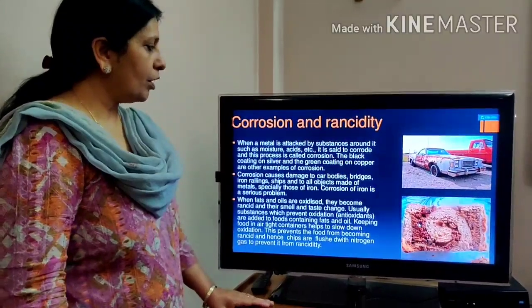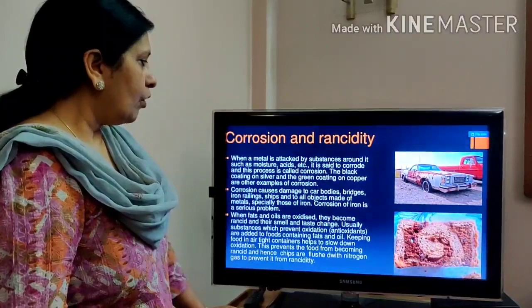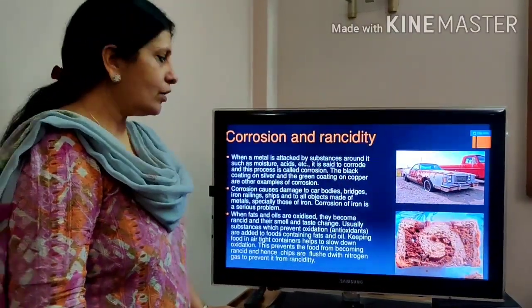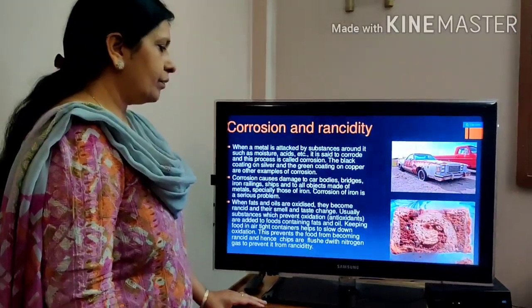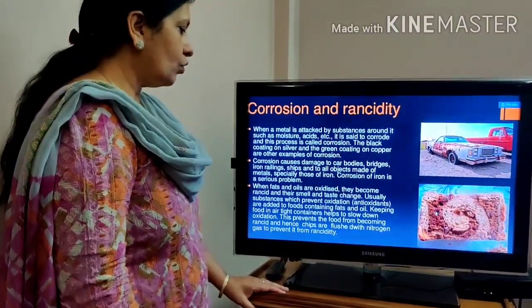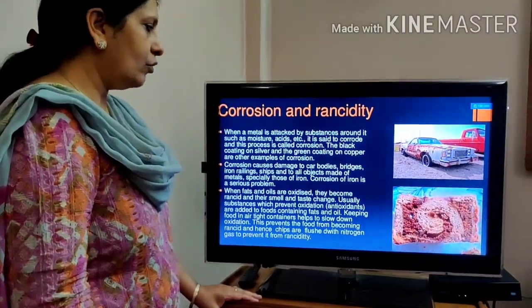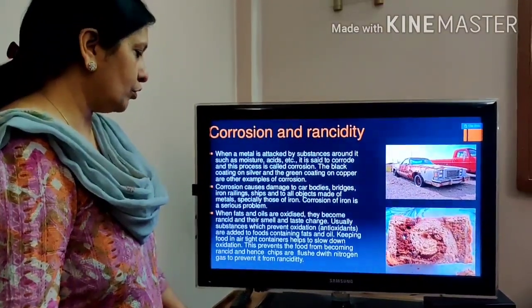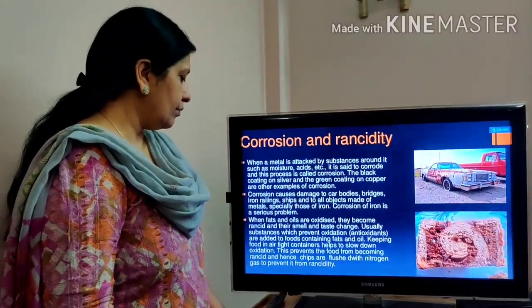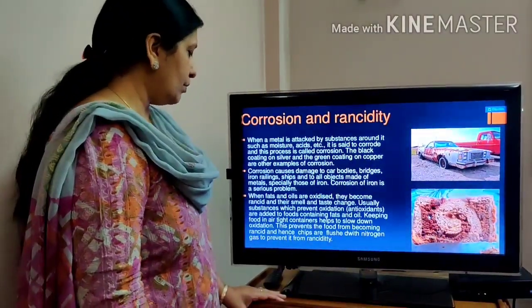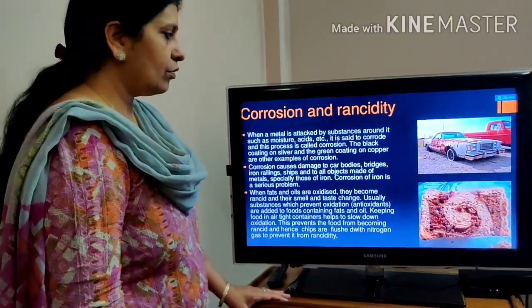We come to the last topic of the chapter, which is corrosion and rancidity. Now what is corrosion? When a metal is oxidized by substances around it such as moisture, acids, etc., it is said to corrode, and this process is called corrosion. The black coating on silver and the green coating on copper are examples of corrosion. Corrosion can cause damage to car bodies, bridges, iron railings, ships and other objects made of metals, especially those of iron. Corrosion of iron is a serious problem.